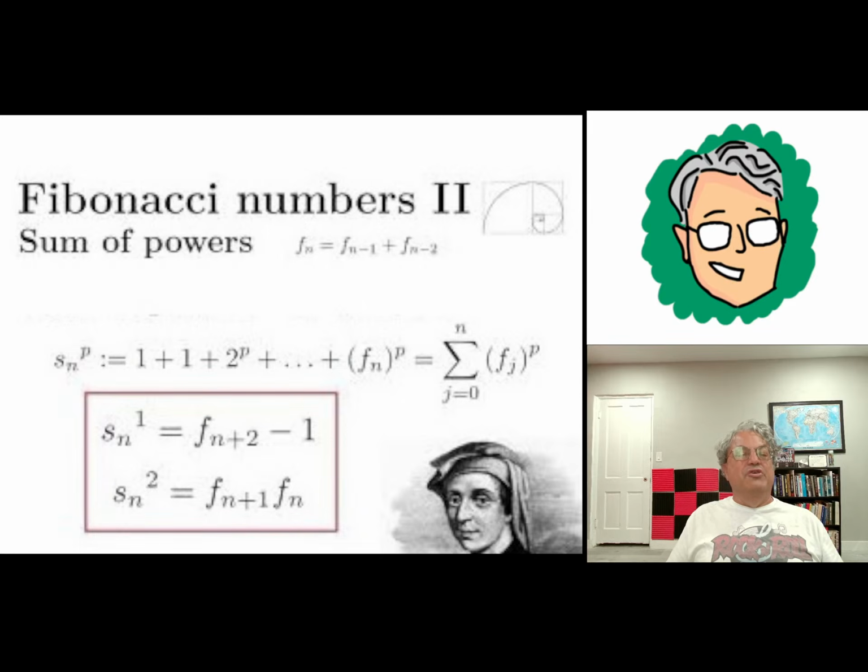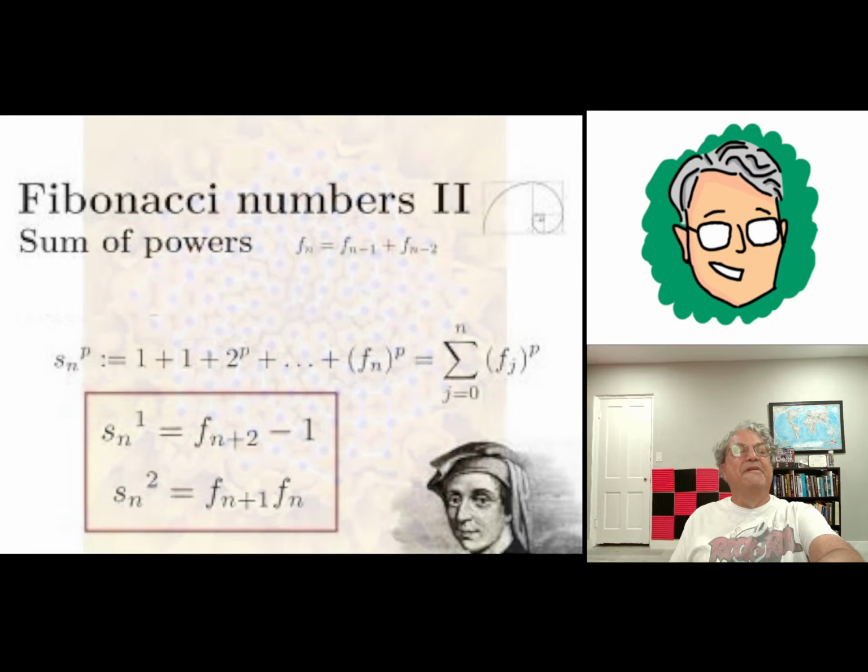And there's also a formula for the sum of the squares of the first n Fibonacci numbers, and this turns out to be the product of the (n+1)th and the nth Fibonacci number. Pretty neat. Who would have thought? And there's also, like I said, formulas for higher powers as well.